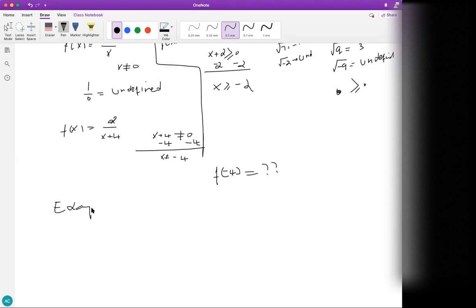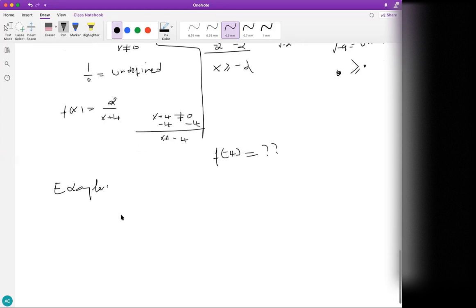Let me use a couple examples to clarify this more. So f of x, for example, let's say it's 3x plus 3 over x minus 2. What value of x is not good for this function? What value of x is undefined or can't be used for this function?